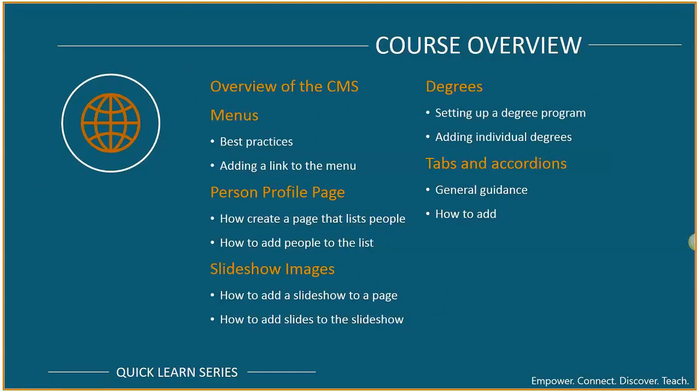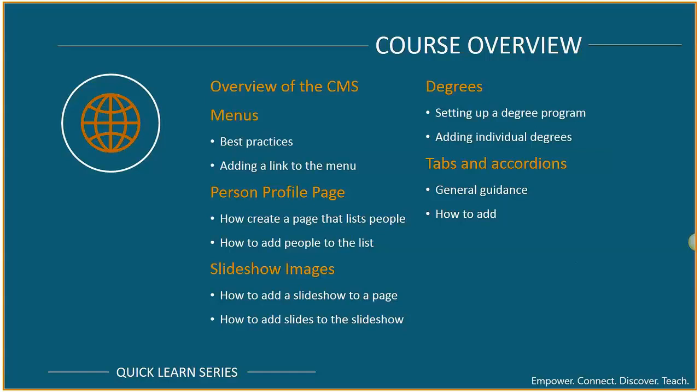All right, so today we're going to first start with a quick overview of what the CMS is, and then we're going to get into the top 5 questions and answers. I spoke with our web services department, and we outlined them as these. We're going to talk about overall menus, which is also referred to as the navigation, and best practices for adding links to the menu, and I'll show you exactly what I mean as we do that. And then we're going to talk about person profile pages, how to create a page that lists a grouping of people, and then how to add people to the list.